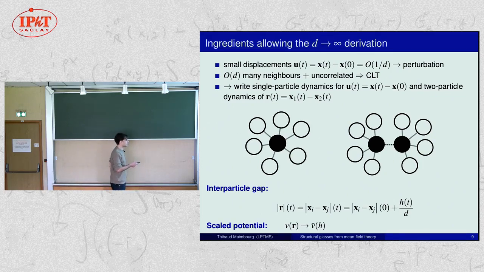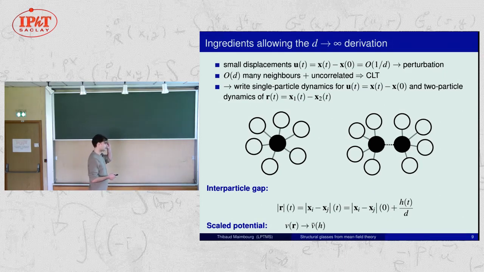And well, it's a mean field system in the end, so what happens is that the whole dynamics is controlled by actually a single degree of freedom, which is basically the gap between two neighbors, two interacting particles. So if you look at the distance between particle 1 and 2 here, the typical distance would be basically the one it has at time 0, plus a very small 1 over d fluctuation that is controlled by this h of t variable. So this is the degree of freedom, the gap that controls the whole dynamics.